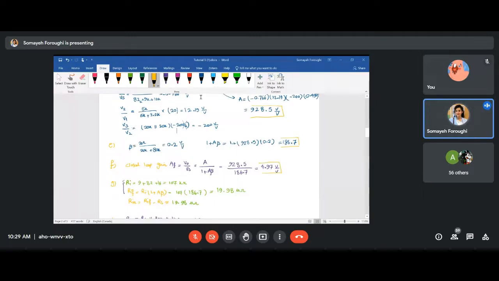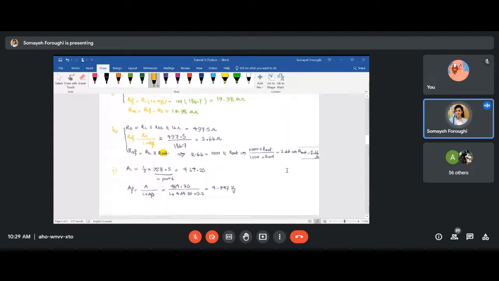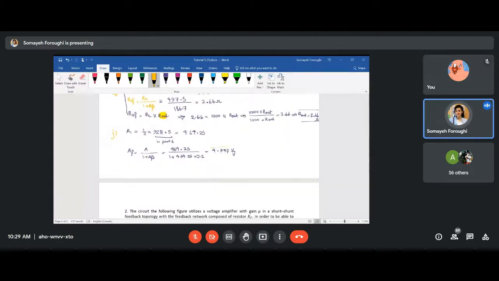So this is our new AF, while our previous AF was 4.97. So as you see, there's a change from 4.97 to 4.947. So we want to find how much is this change.